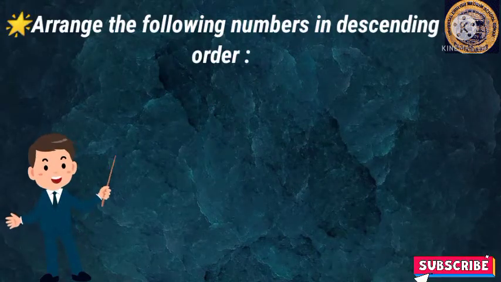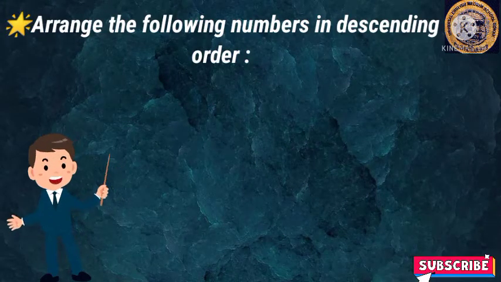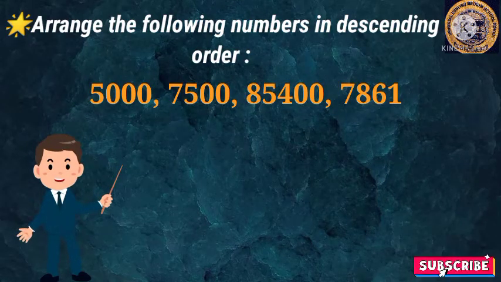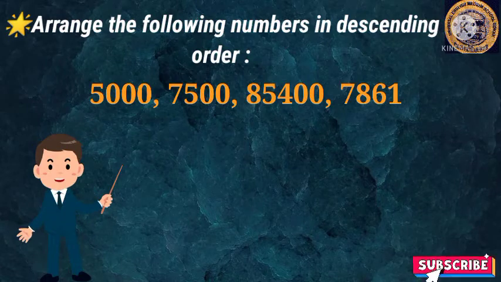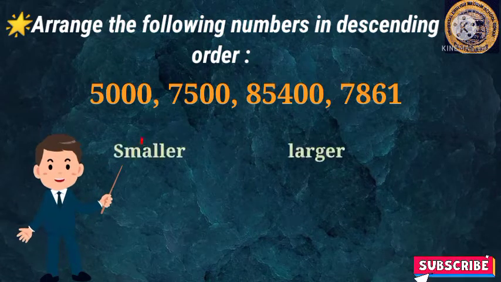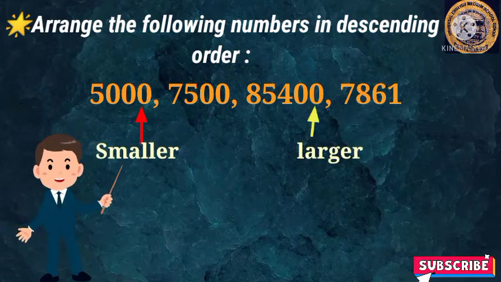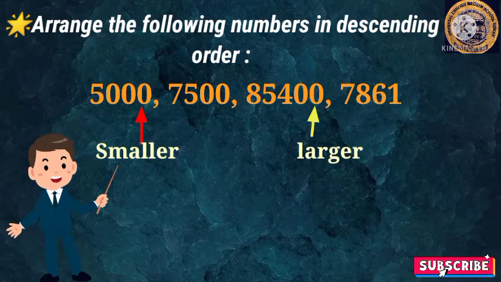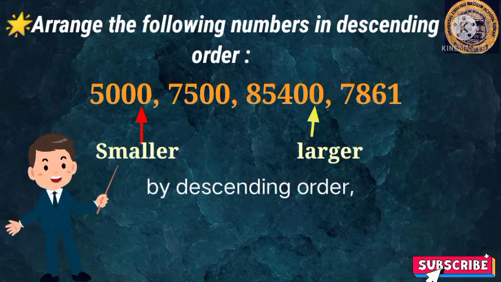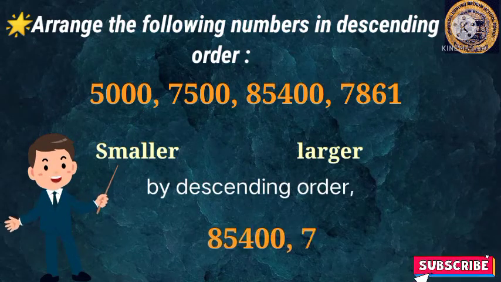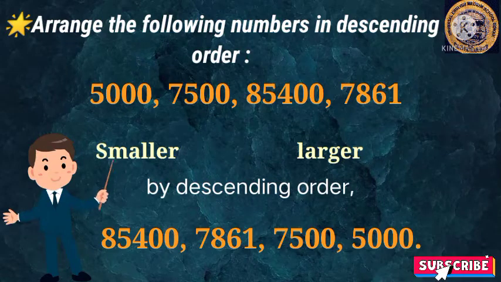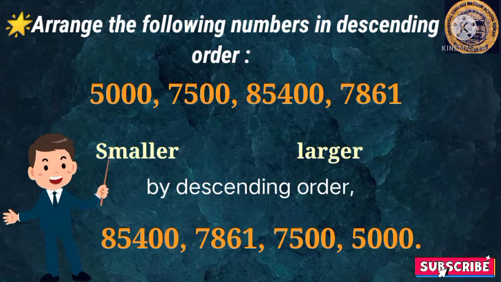Arrange the following numbers in descending order: 5000, 7500, 85400, 7861. In that, the smaller number is 5000 and the larger number is 85400. Therefore, in descending order, first the largest number 85400, then 7861, 7500, and last the smallest number 5000, which is in descending order.